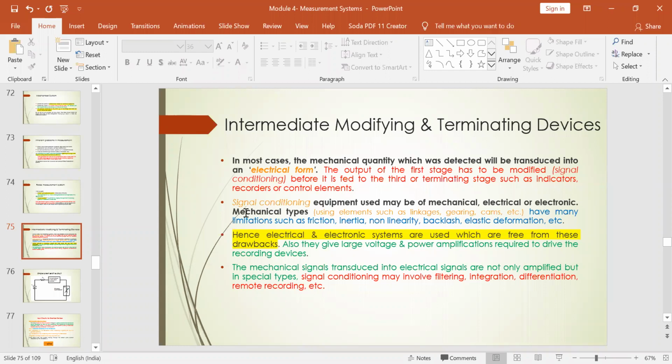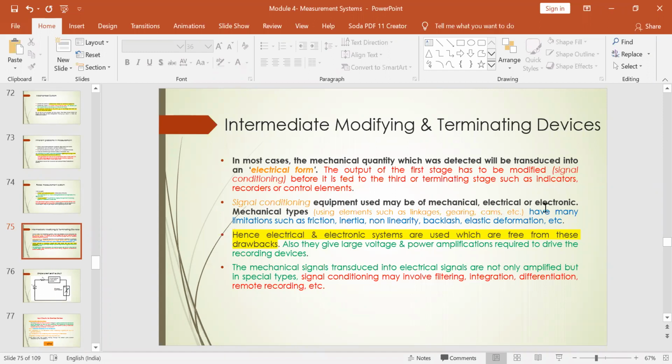Right. So now you have to understand that signal conditioning equipment can be used for mechanical, electrical or electronic types of transducers. This signal conditioning is the thing you have to understand. Irrespective of the type of transducer, this signal conditioning equipment can be used. If it is a mechanical type, the elements used could be linkages, gearing and cams, in order to get the required movement in the displacement.